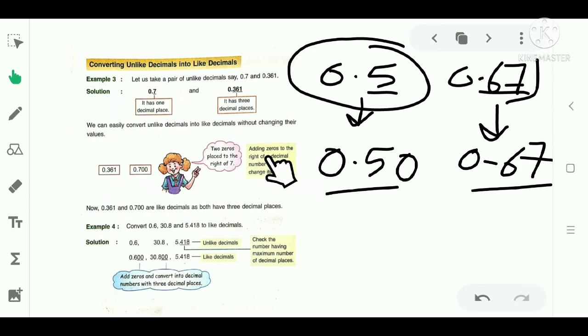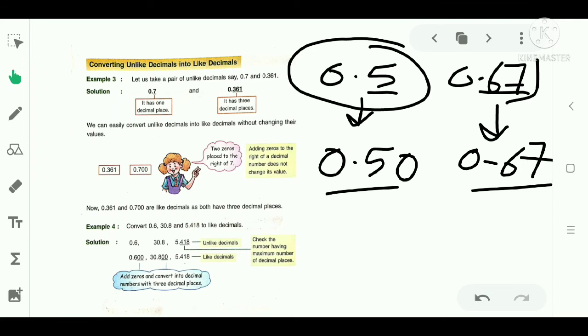Okay, look here, it is written: adding 0 to the right of the decimal number does not change its value. If you add 0, 2 zeros, 3 zeros, 4 zeros on the right side of the decimal, it will not change its value. Okay, the value remains the same. You can write many zeros here. So now these are like decimals. In this way you can write the numbers as like decimals.